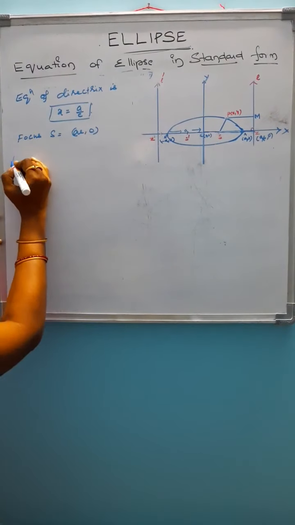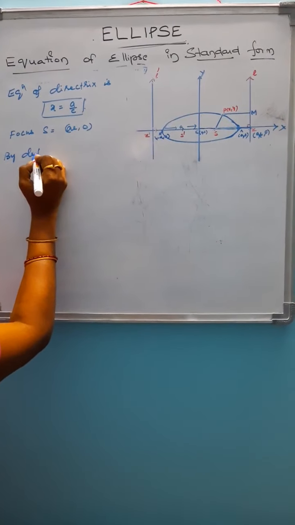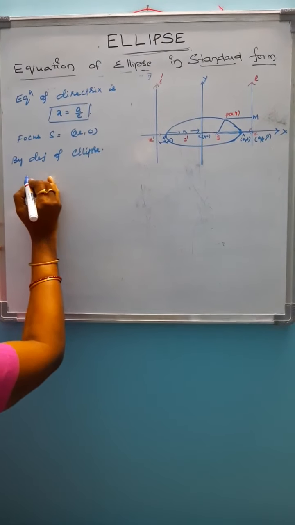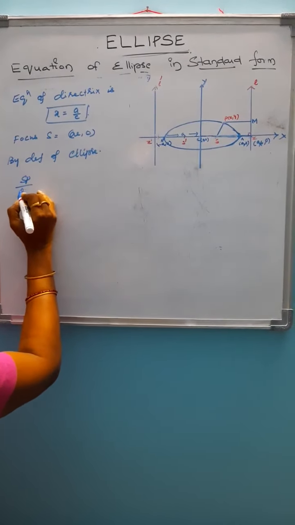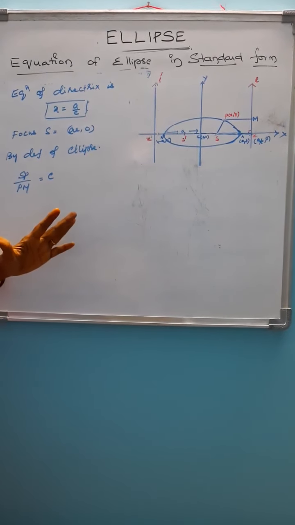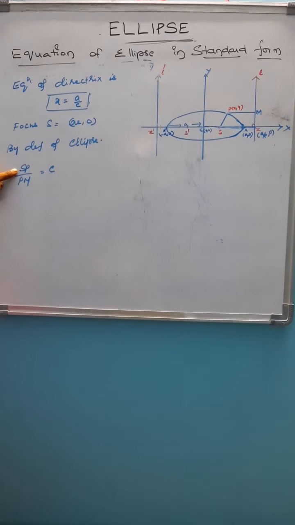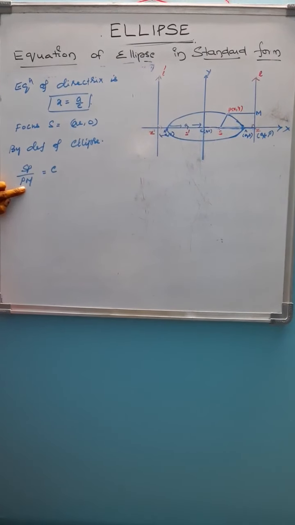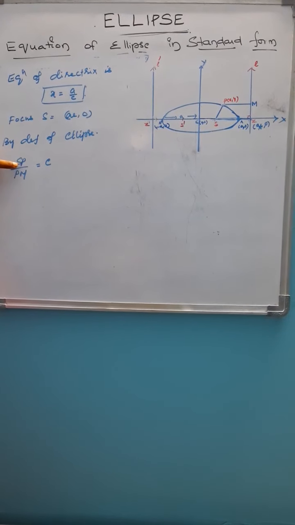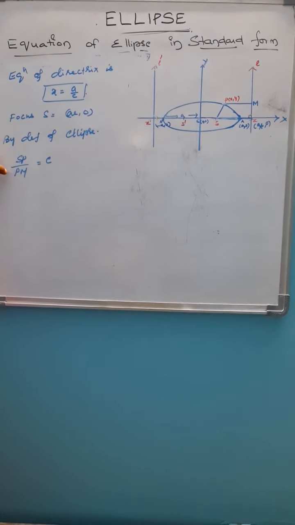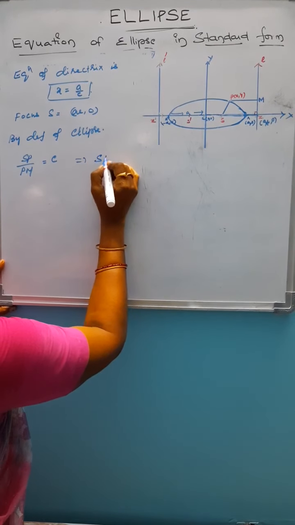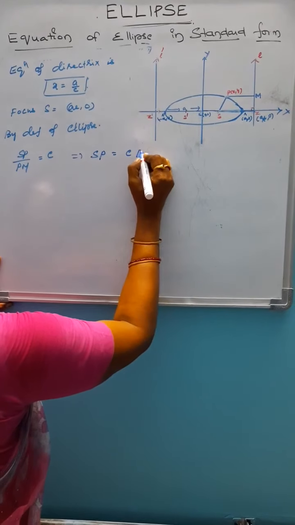Now by definition of ellipse, SP by PM is equal to e, where e is less than 1. That is the definition, where S is the focus, M is any point on the directrix and P is a point on the locus, let it be (x, y). Now SP is equal to e into PM.